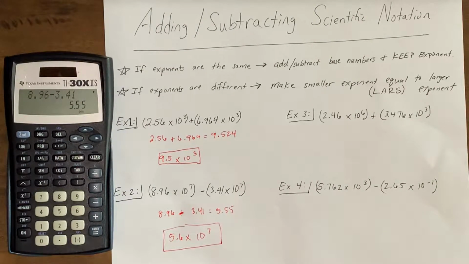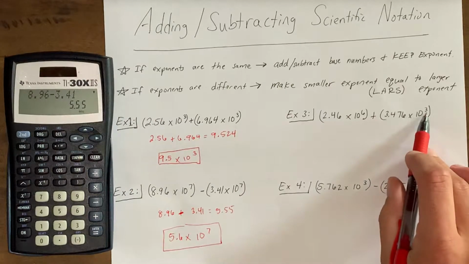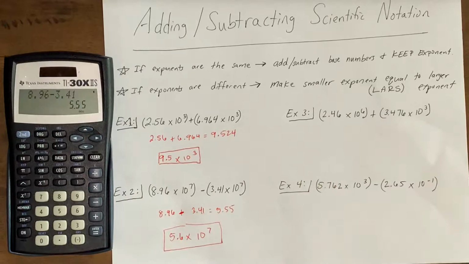Two easy examples there. If the exponents are the same, it makes our life easy. Okay, now the 2 harder examples. Example 3, we have 2.46 times 10 to the 6th plus 3.476 times 10 to the 3rd. So we look back at our second rule. If the exponents are different, we want to make the smaller exponent, which is the 3, equal to the larger exponent, which is 6.